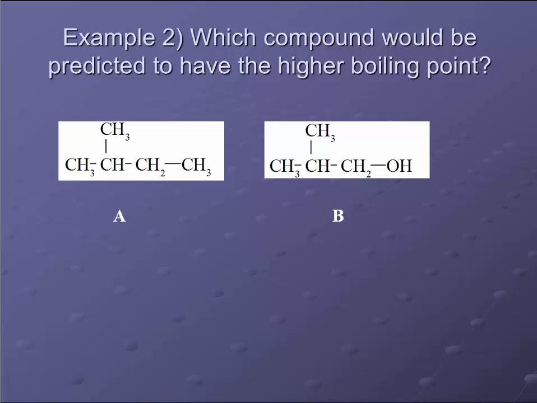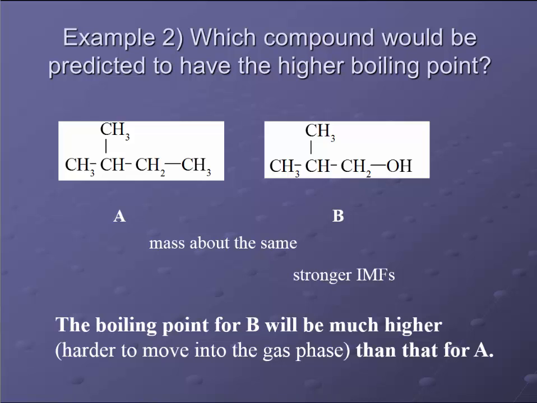Substance B has much stronger IMFs between its molecules, so substance A should boil easily and substance B should boil with more difficulty. Their mass is about the same, but B has stronger IMFs. So we predict that B will have a higher boiling point, and in fact, that compound has a much higher boiling point than compound A.